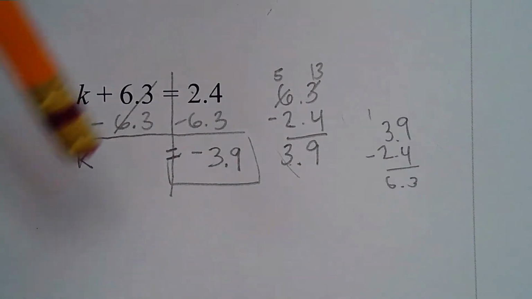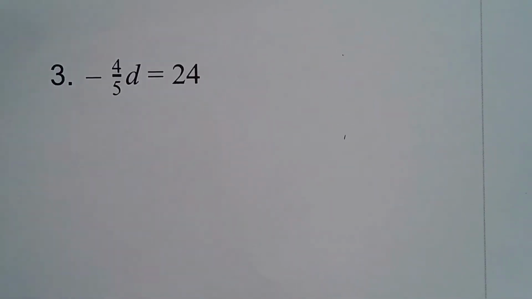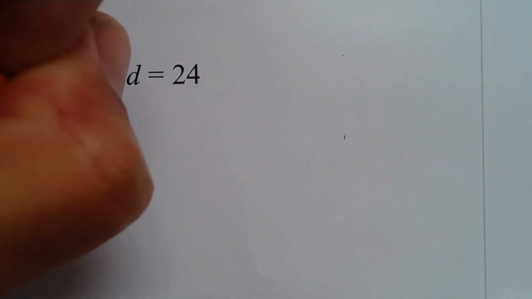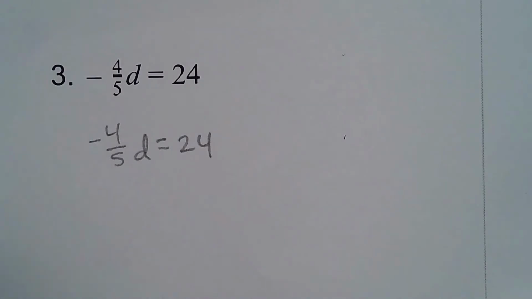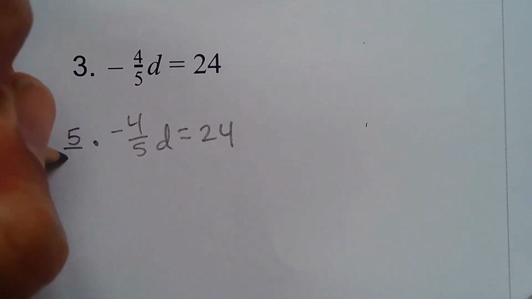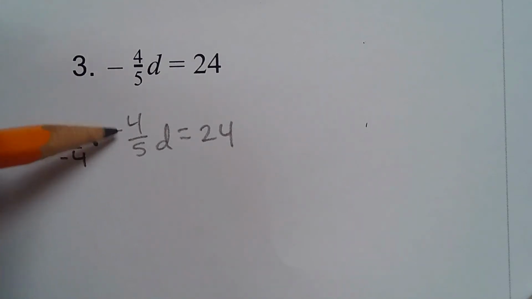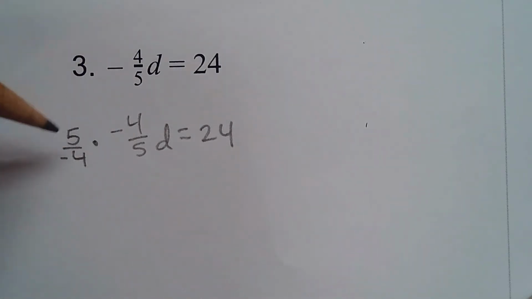That's our solution. Next, we have number 3, and what we can do with this, I'm going to rewrite this as negative 4/5 times d is equal to 24. What we can do here is we can multiply by the reciprocal of this, and that's 5 over negative 4. I know the negative was in the middle here, but it's good just to pick a side. It doesn't matter which one. So I picked the top.